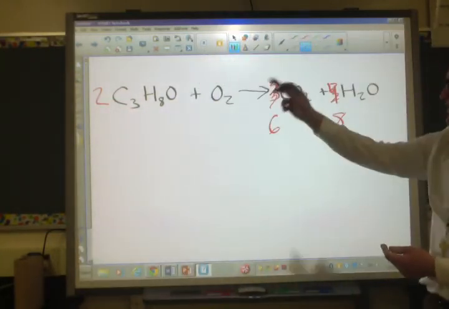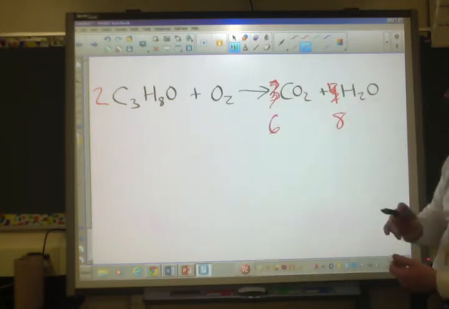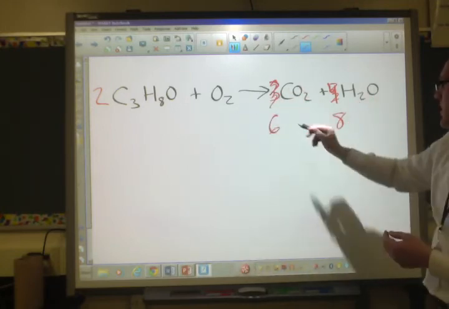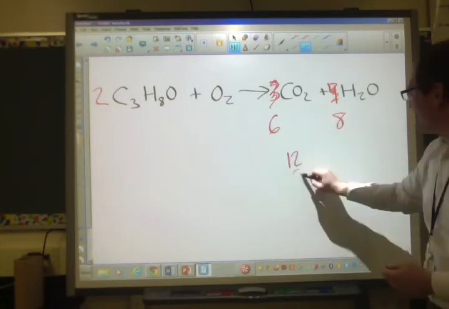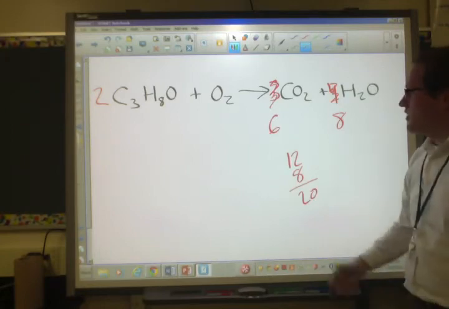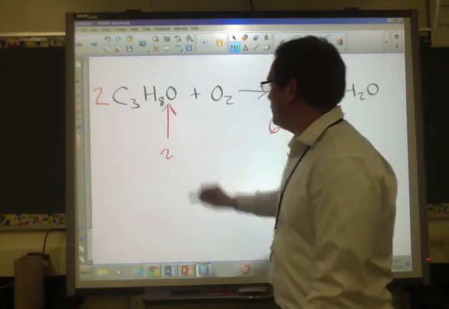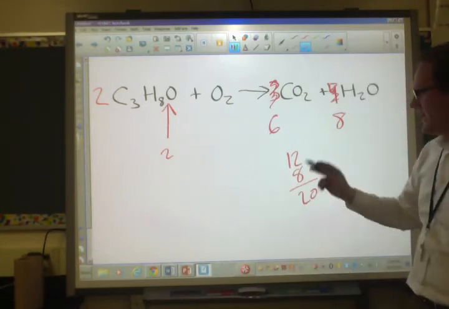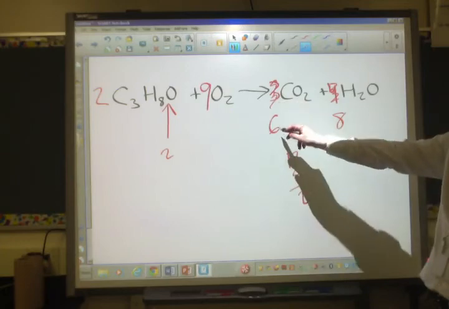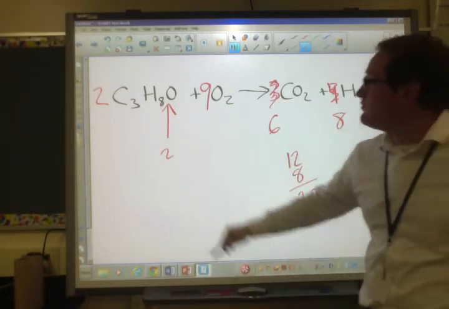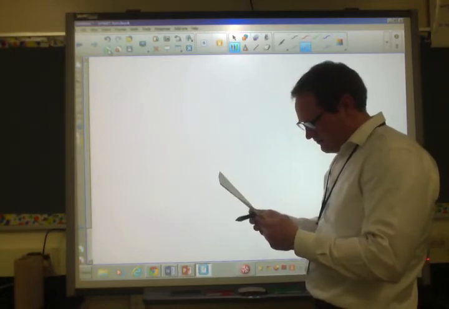Let's see if this works out. So carbons, I have 6 and 6. Hydrogens, I have 16, 16. Let me look at my O's. Over here, I have 6 times 2, so I have 12. I have 8, so I have 20. This will work. Here, I have 2, so I need to get the rest, so I need 18 more, so 9. 2, 9, 6, 8. All right.